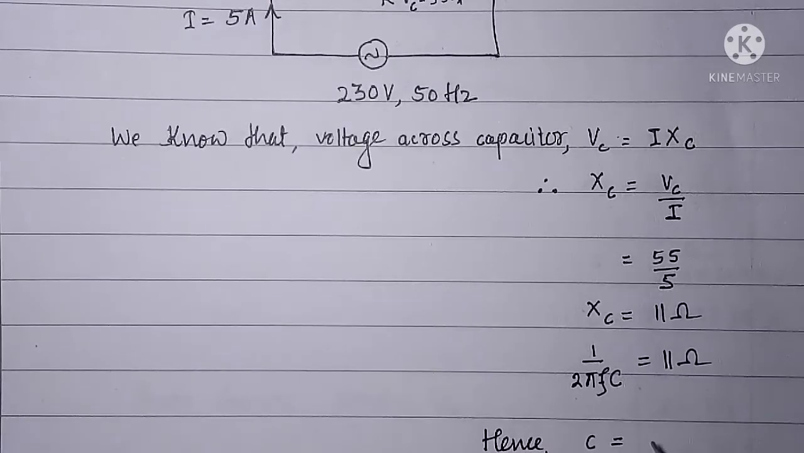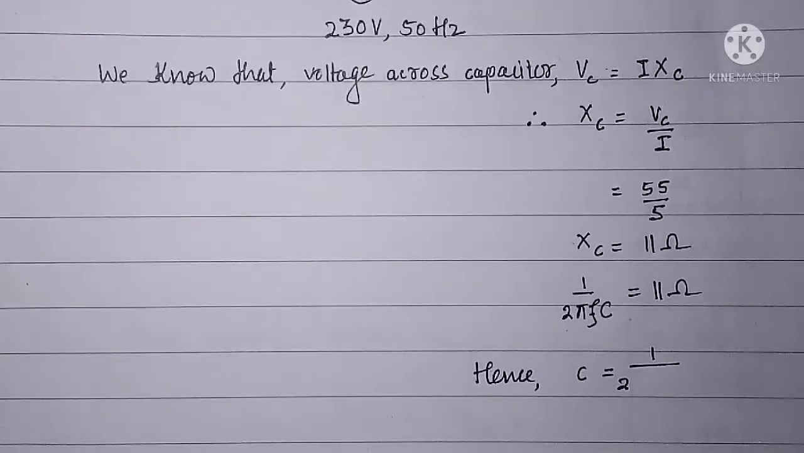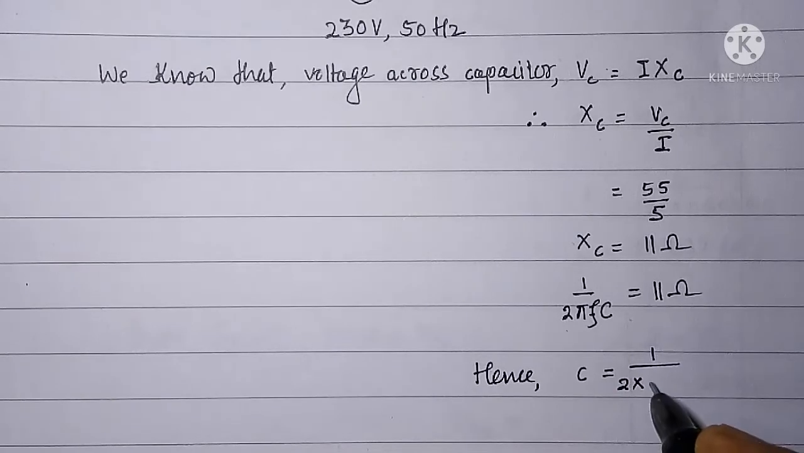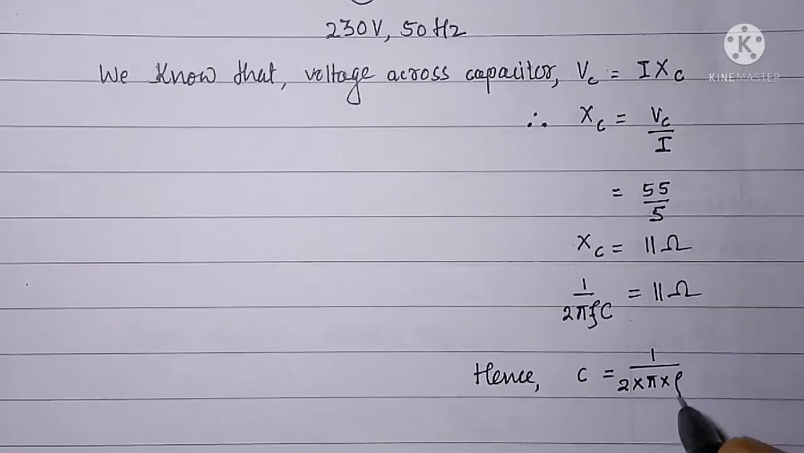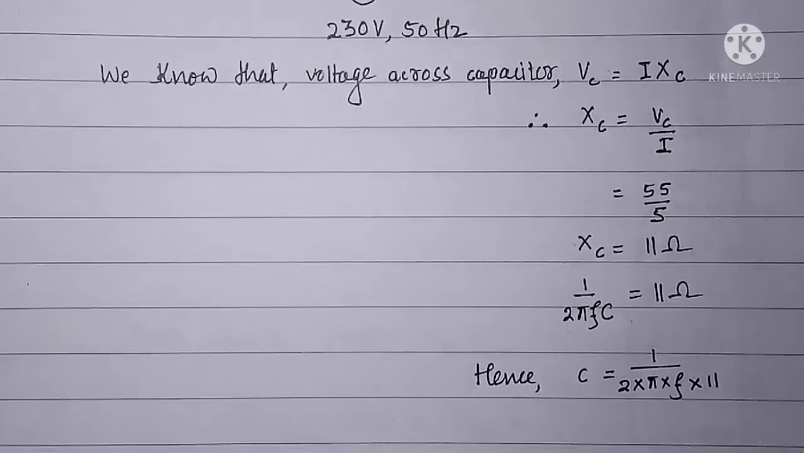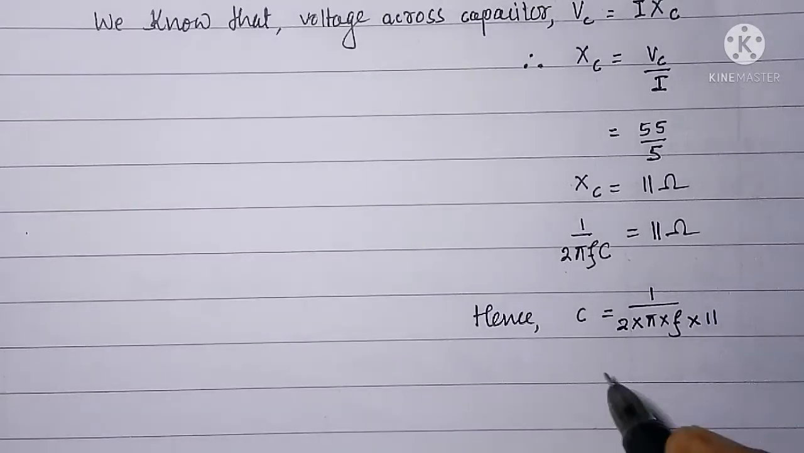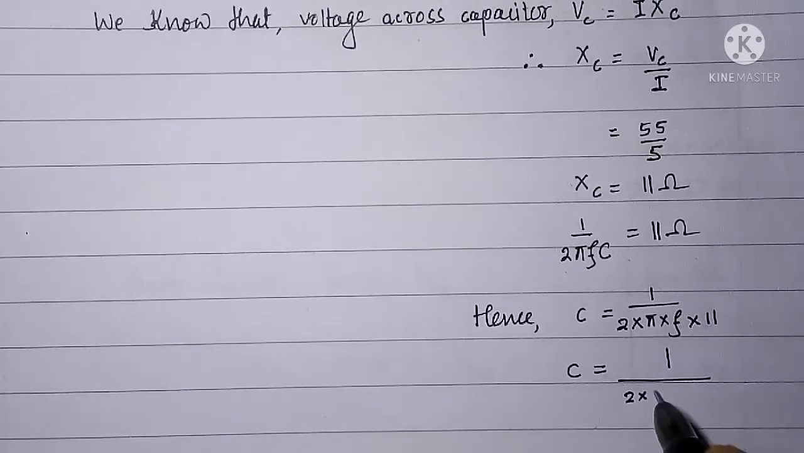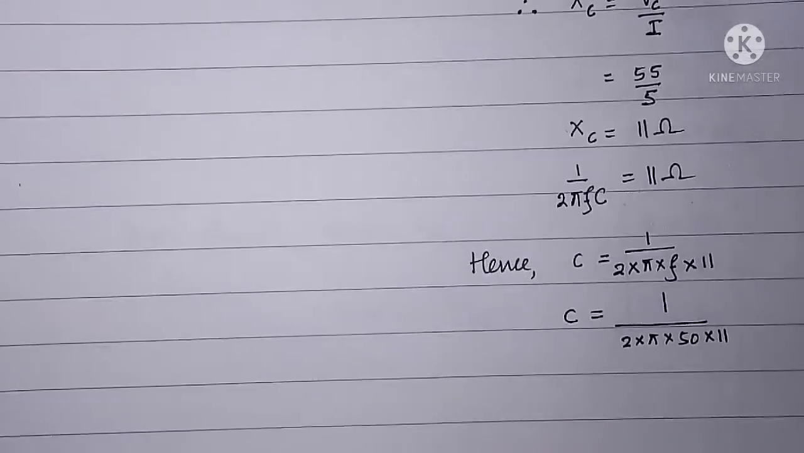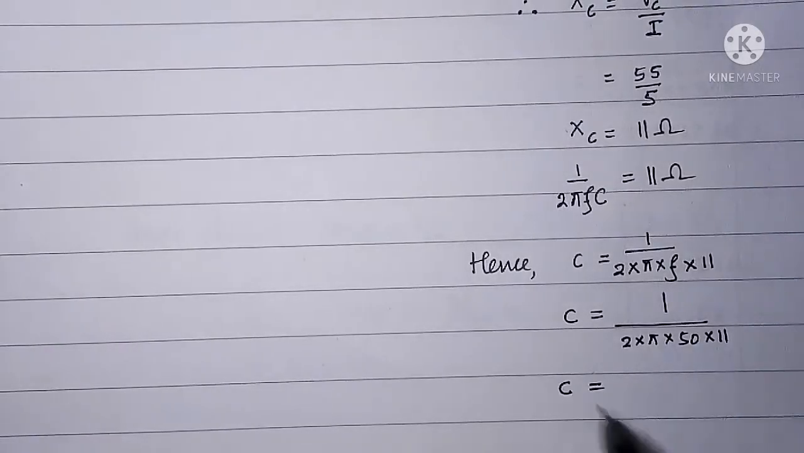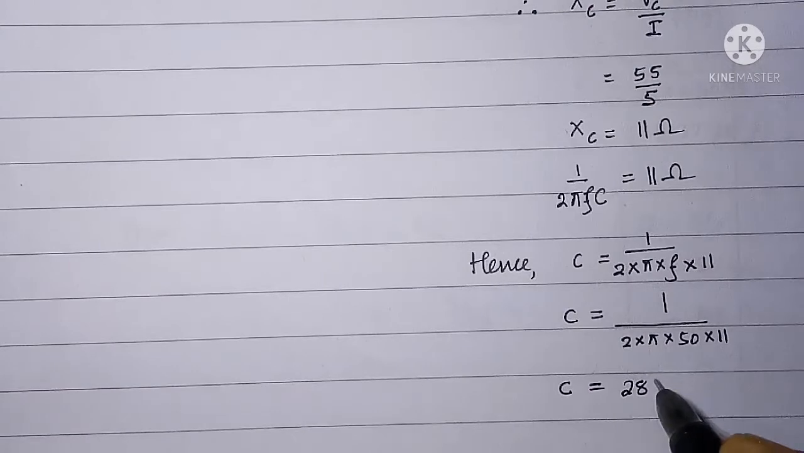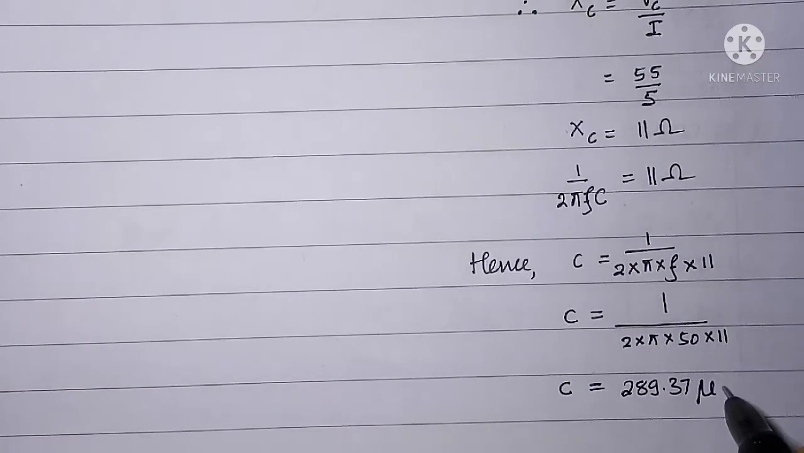Hence, C is equal to 1 by 2 into pi into F into 11. Substituting for F, two into pi into 50 into 11 we get in the denominator. On simplification, C value becomes 289.37 microfarad.